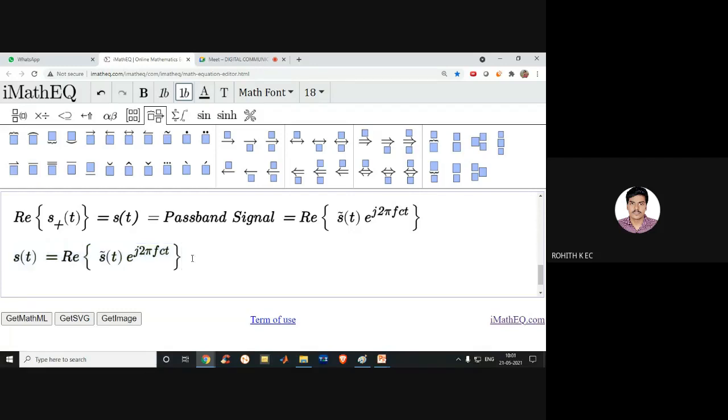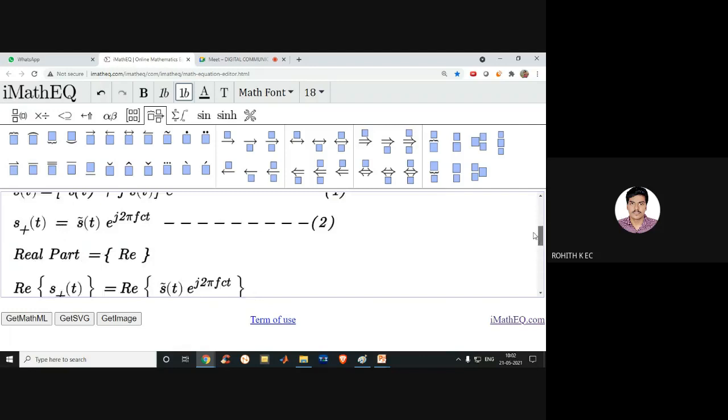Okay, so any doubt here? Anyone has any doubt? Should I explain this again? If you want me to explain this again, you have to comment or ask. If not, I'll proceed. Any doubt?